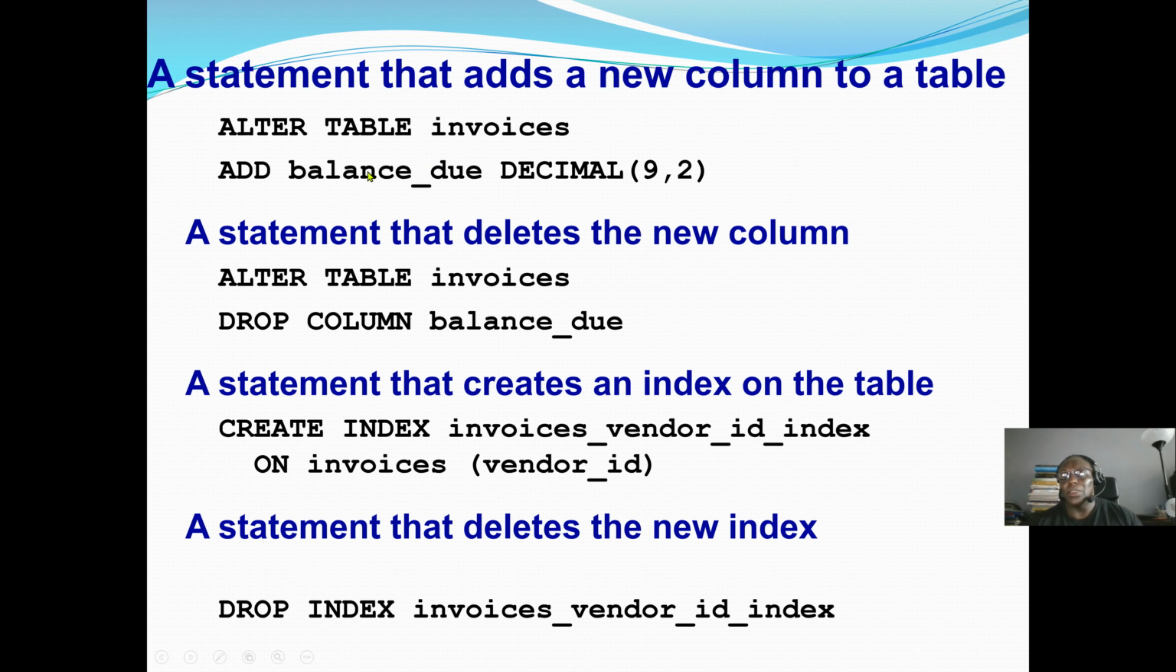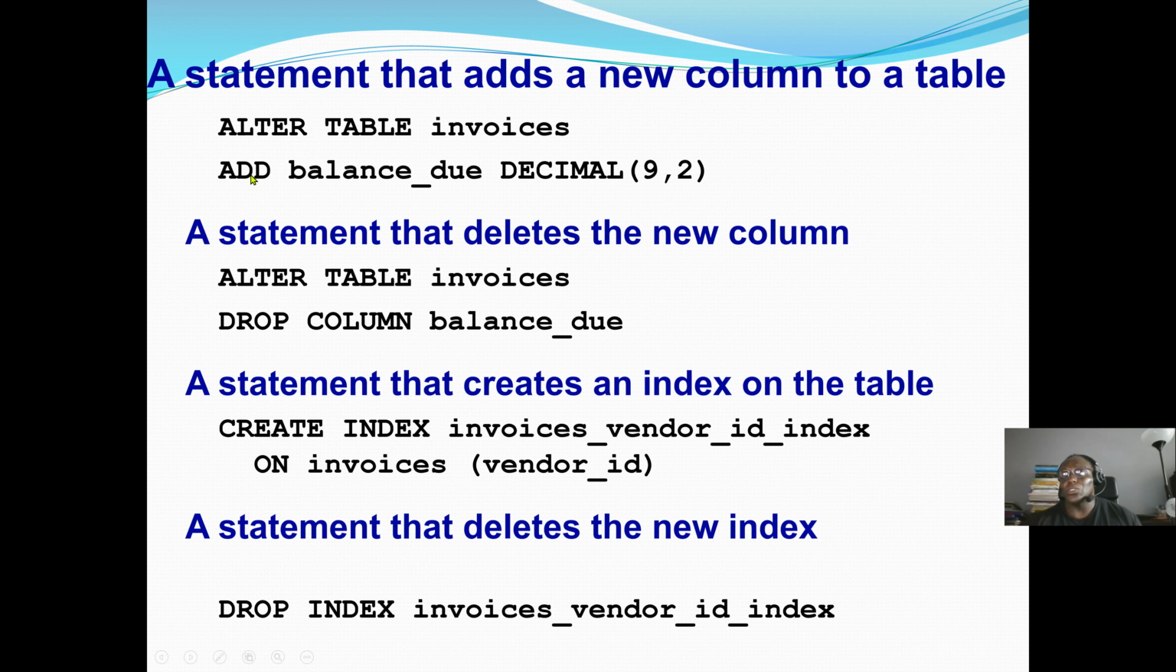So the alter table command allows us to add a new column using the add clause. So we have alter table, the name of the table invoices, then the add command. What I'm going to add, the column name is balance due. The column always has to have its data type, which is decimal, 9 digits, 2 decimal places.